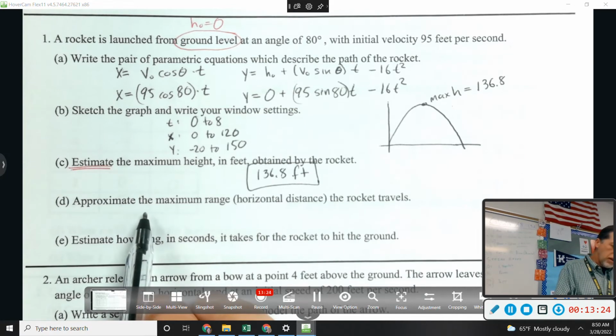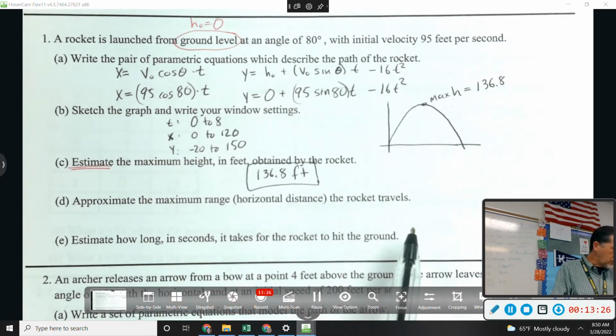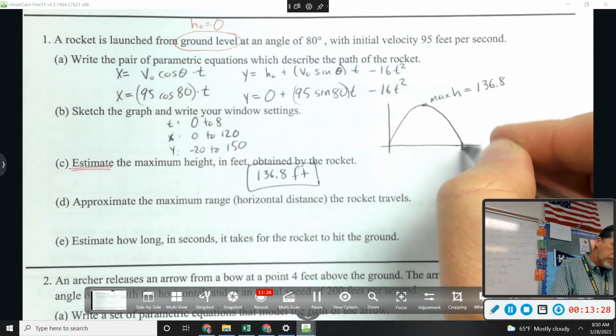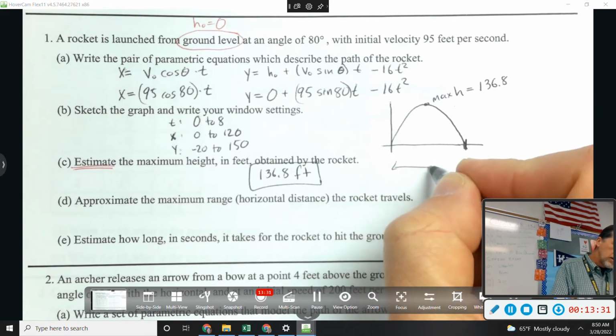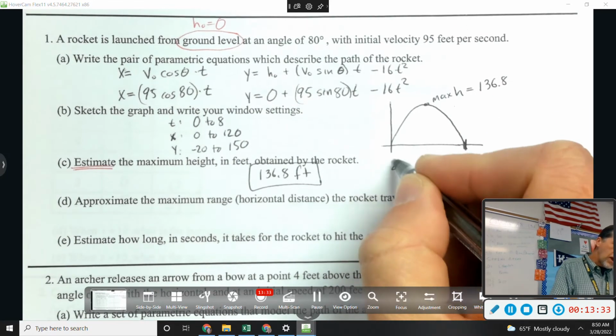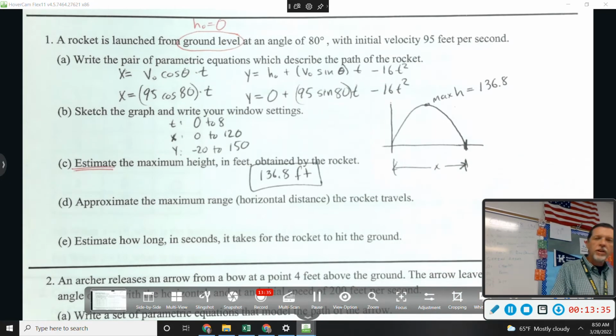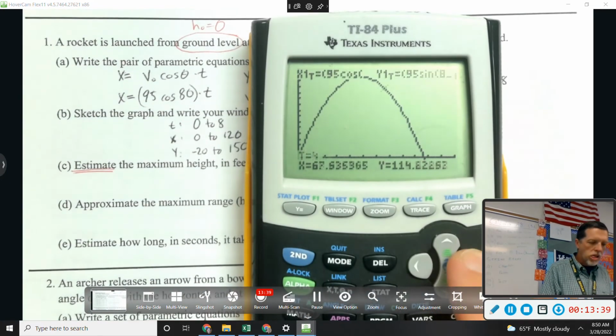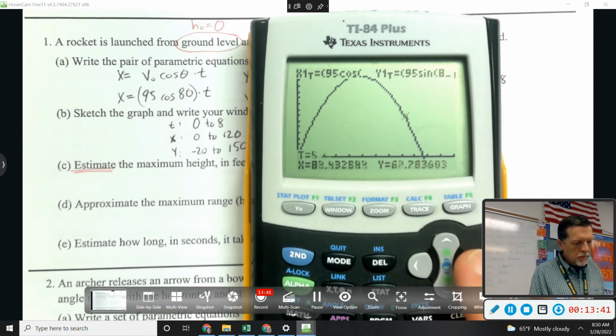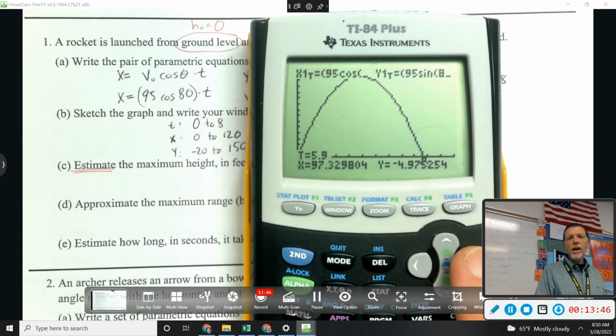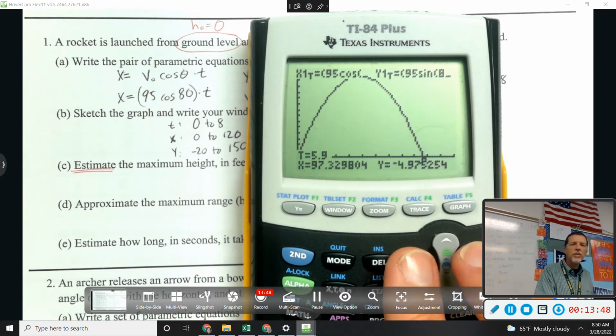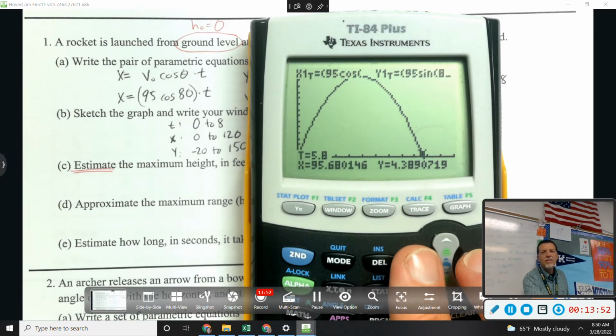Okay. Approximate the range the rocket travels. So now we're still tracing. We just want to see where it lands. I'm gonna guess 96. And so I want my Y value to be as close to 0 as possible. That one's Y is 4. The next one's Y is -4.